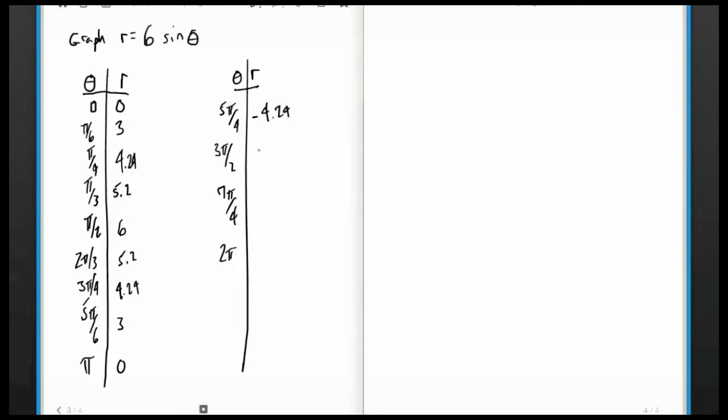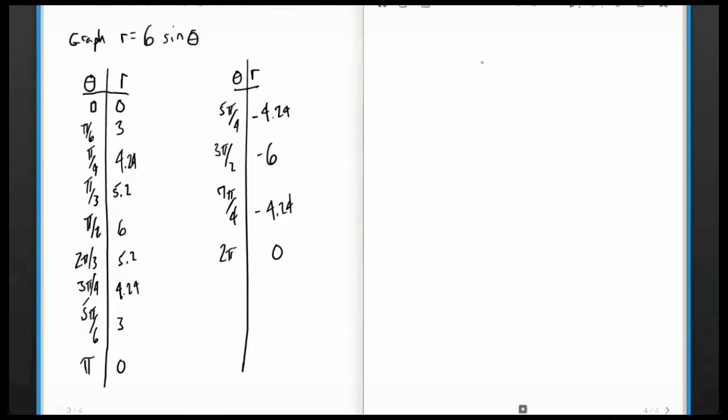And then 3 pi by 2, well, that's all the way at the bottom of the unit circle, so that's going to be a negative 6. And then back to negative 4.24, and then to 0. All right.